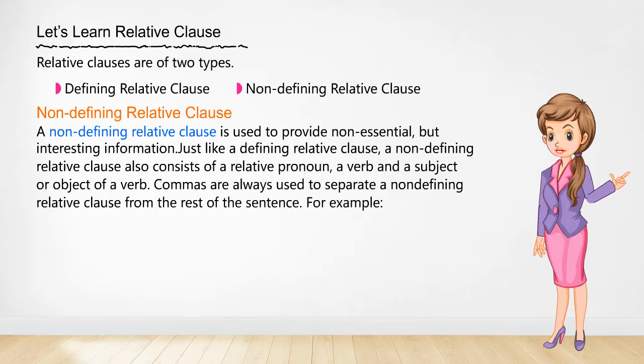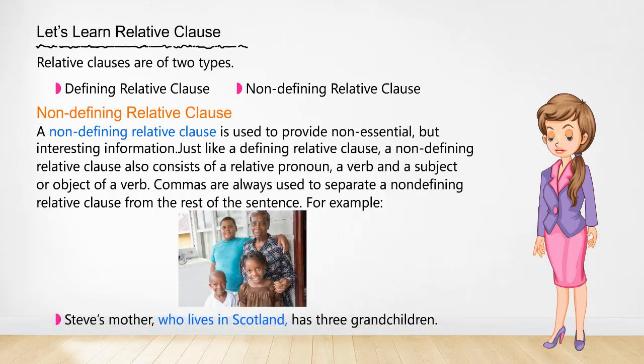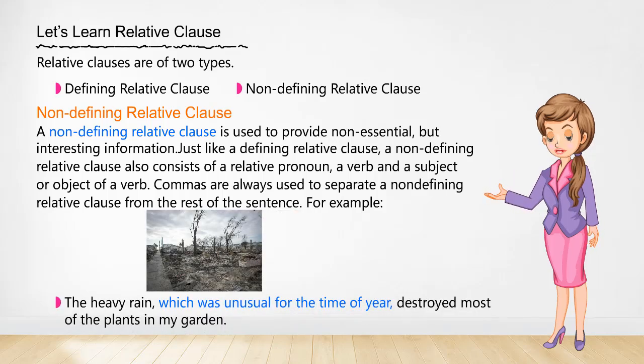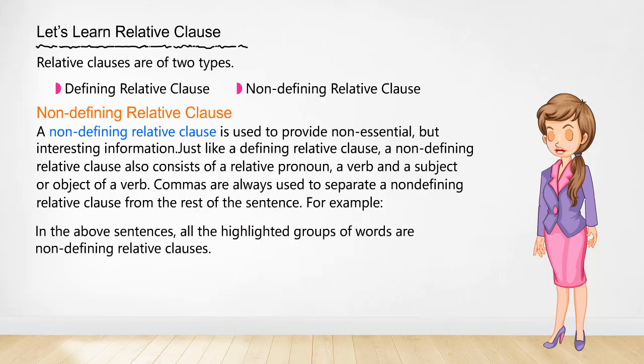For example, Michael Jackson, whose middle name was Joseph, was called the King of Pop. Steve's mother, who lives in Scotland, has 3 grandchildren. The heavy rain, which was unusual for the time of year, destroyed most of the plants in my garden. My uncle, who was born in Hong Kong, lived most of his life overseas. In the above sentences, all the highlighted groups of words are non-defining relative clauses.